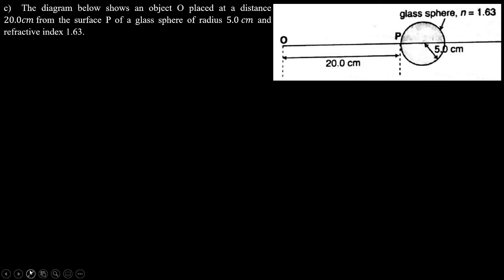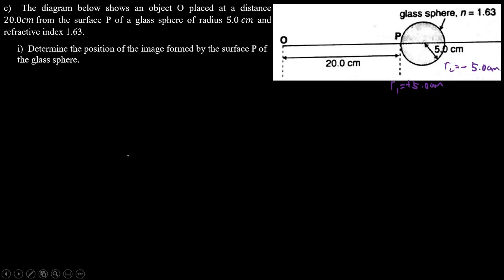So in other words, you can write down your R first in order for you to remember. R1 is equal to, because it's a convex surface, a positive 5 cm. Well, for R2, because it's a concave surface, it's a negative 5.0 centimeter. Okay, good. So now determine the position of the image formed by the surface P of the glass sphere. You want to determine the image of the first refraction.